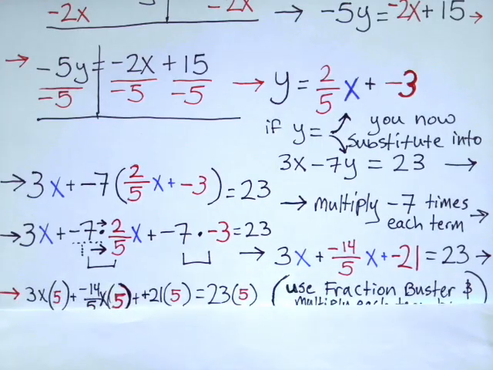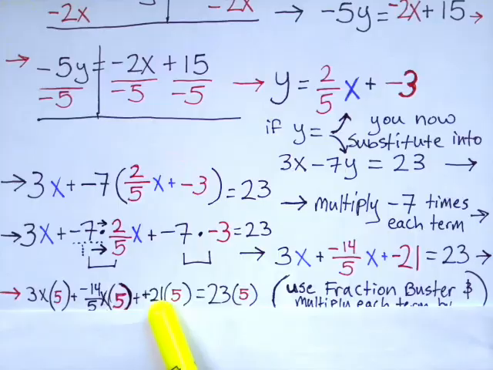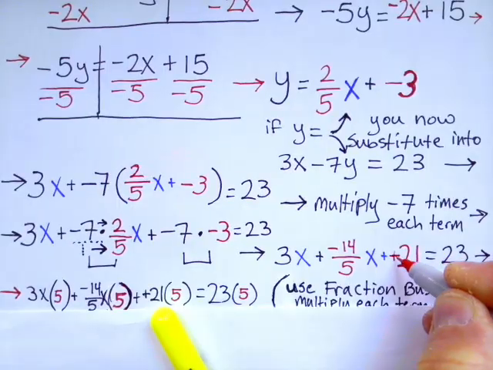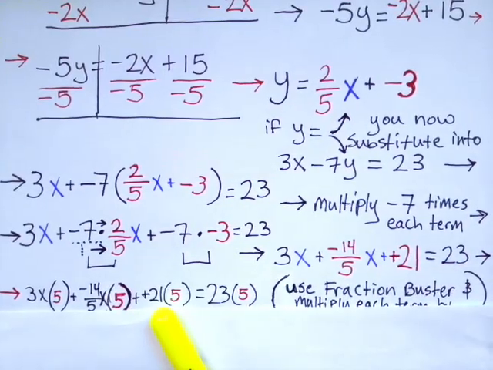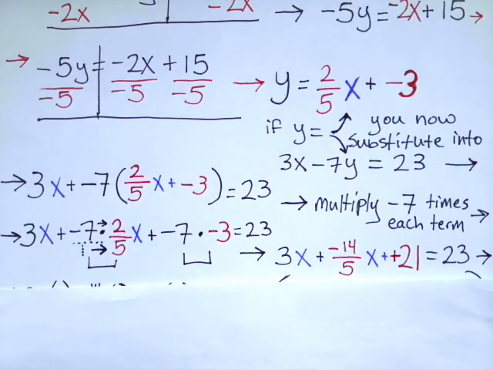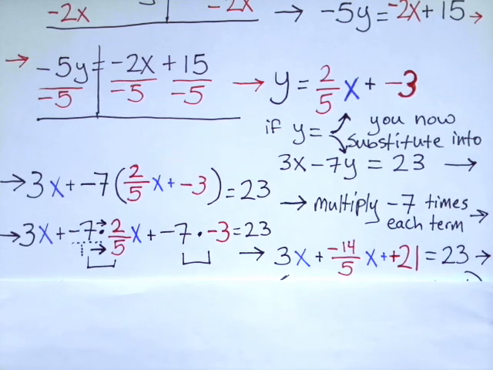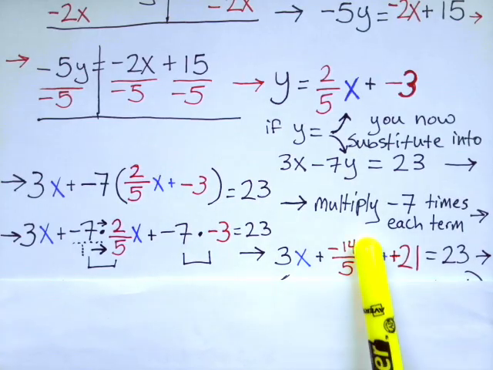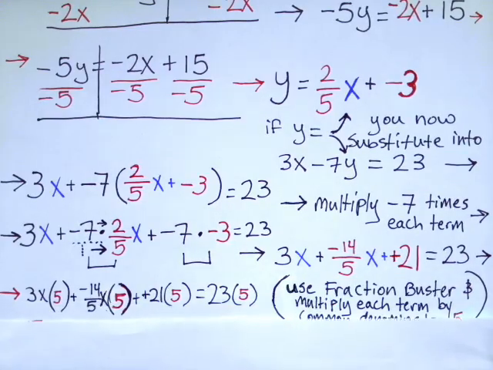Oh, I made a mistake there, but I fixed the mistake down here. Let me fix it while I have you in the video. Mistakes are golden. And if you can spot your mistake, you know you have a great understanding of what you are doing. Okay? So I'm going to continue on and just simplify, combining like terms. So 3x plus a negative 14/5 x plus 21 equals 23.